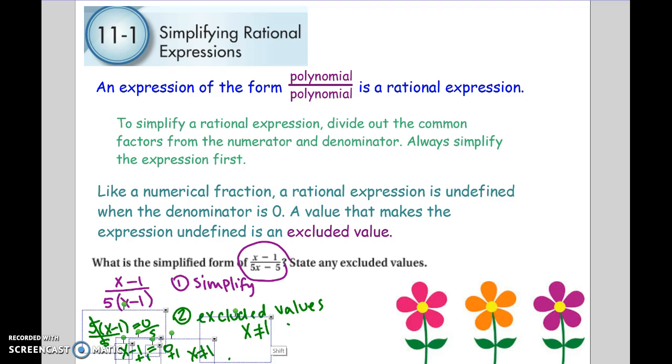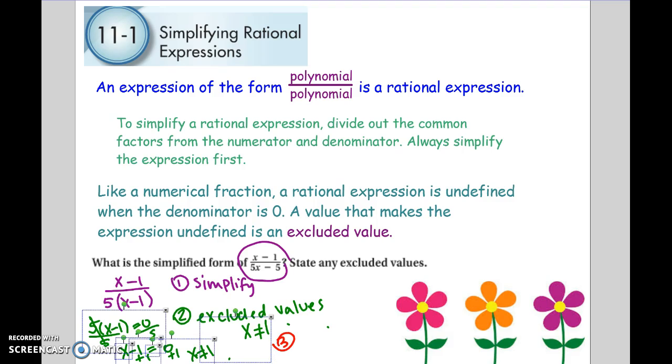What that means is that if I were to plug in 1 for x, it would give me a 0 on the bottom of the fraction, and that would make it undefined. So I have to find out what values would make it undefined and eliminate those values, because I don't want to use those values as a part of my solution.